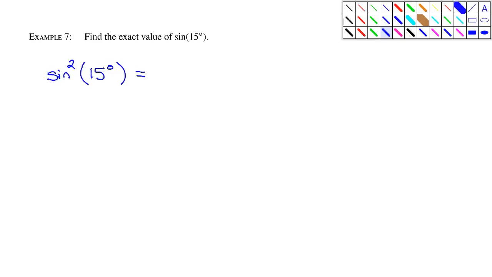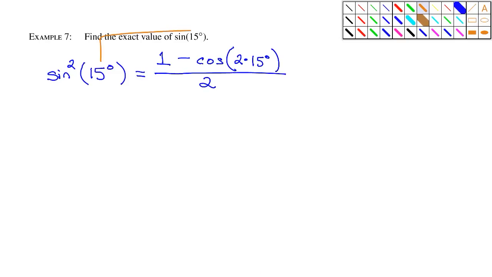But sine squared of 15 is equal to 1 minus cosine of 2 times the angle, 15 degrees, over 2. And notice that relationship right there, 15 and 15, and then this angle is going to become twice of 15, meaning that the 15 on the left is half of the angle that you actually use in the formula. That's why it's called the half-angle formula. This is 1 minus cosine of 30 degrees over 2.